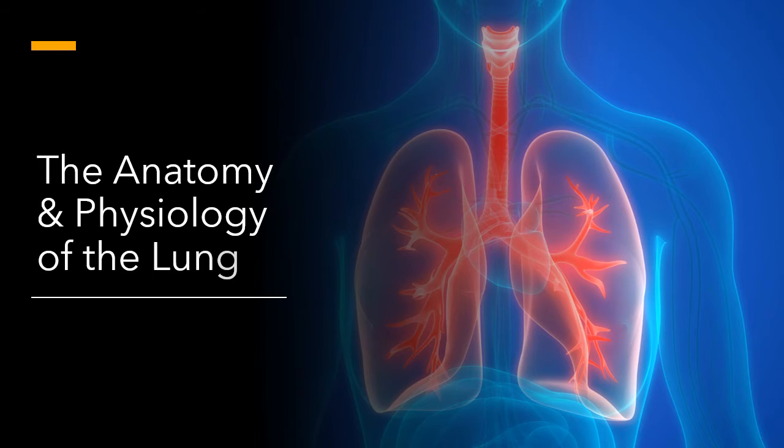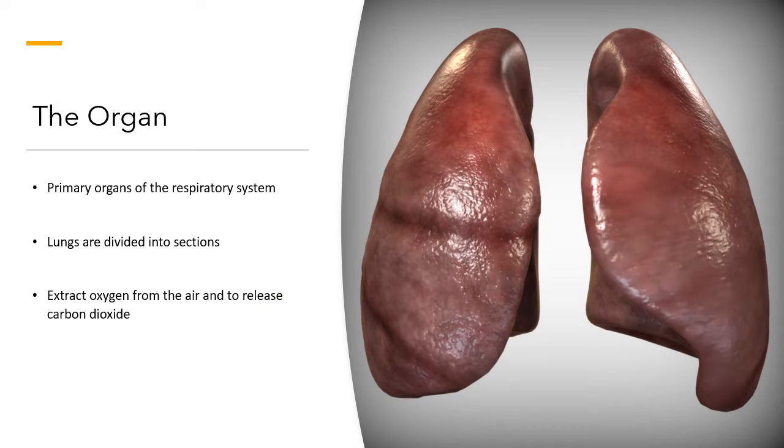The anatomy and physiology of the lung. The lungs are the primary organs of the respiratory system in humans and most animals. The lungs are divided into sections. Their function in the respiratory system is to extract oxygen from the air and transfer it into the bloodstream, and to release carbon dioxide from the bloodstream into the atmosphere. The lungs also provide airflow that makes vocal sounds, including human speech, possible.